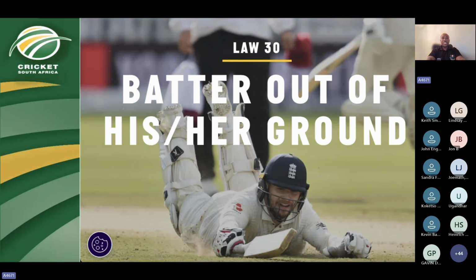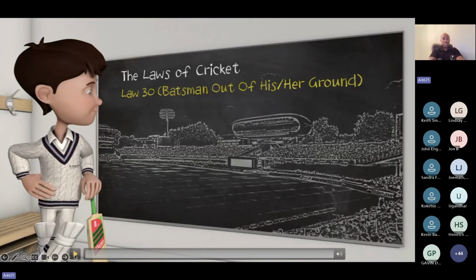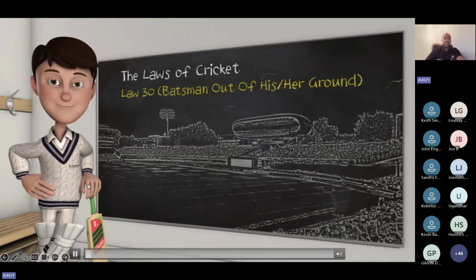Moving along to Law 30, batter out of his or her ground. Once again, we have got an animation video to talk us through this law. Let's watch it together. Batsman out of his or her ground.